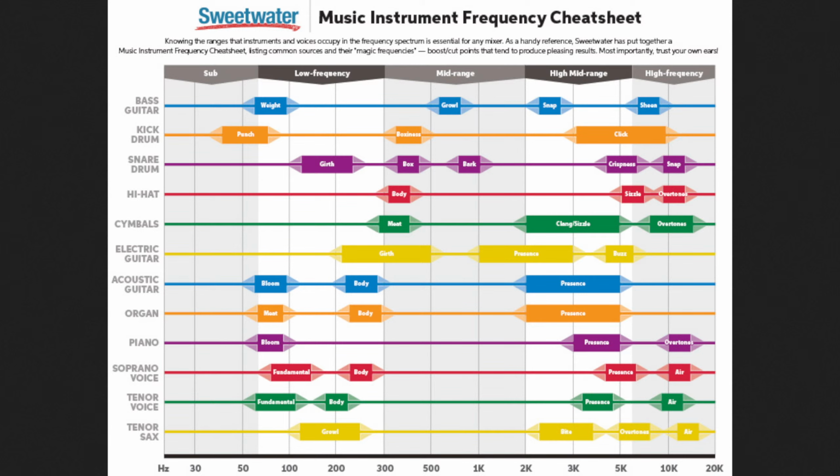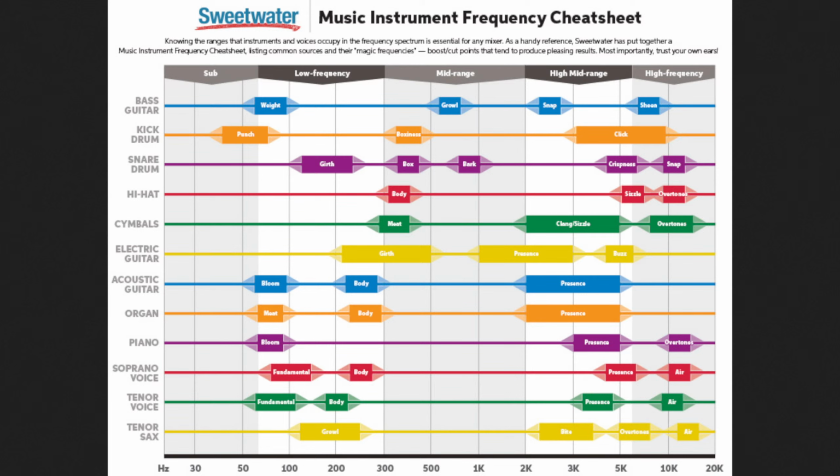All right, so I like this cheat sheet because it breaks down different instruments, in other words, different instruments for you to be able to see the frequencies and where they live and where you might want to cut or where you might want to boost certain frequencies, and also styles of those different things.